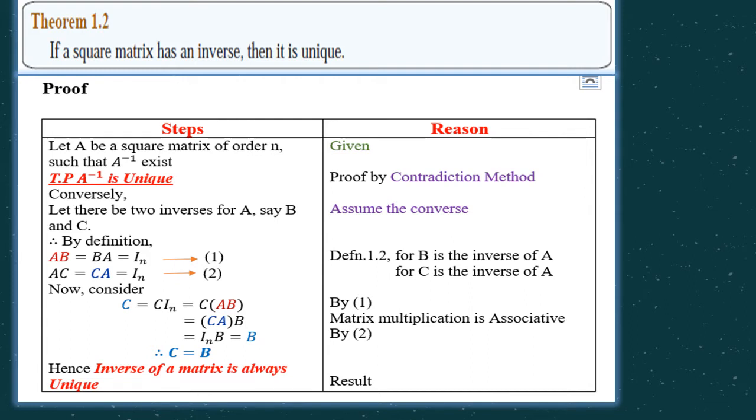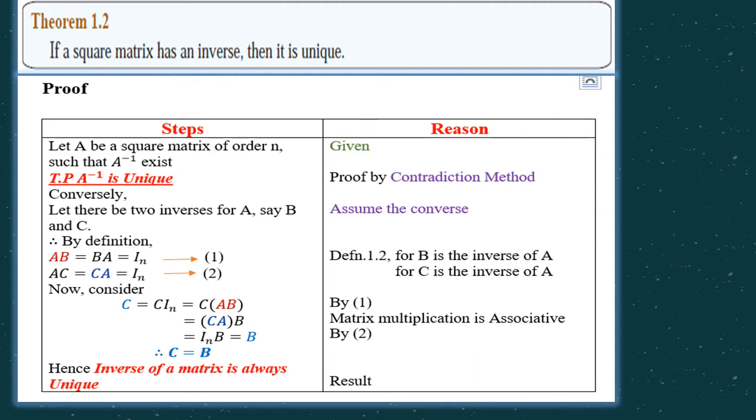Now consider C, the matrix C. We know multiplying by the unit matrix we get the same matrix. So we can replace C as C into I_n. Instead of this I_n, just use equation 1, AB. So we get C into AB. We know matrix multiplication is associative. So we associate CA first. So CA into B. Now by equation 2, the CA equal to again I_n. Again we get I_n into B equal to B.